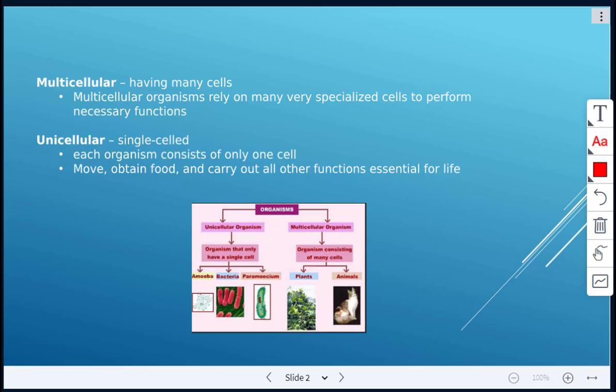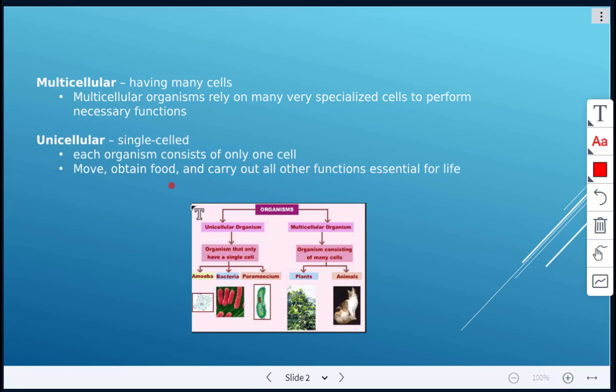All right, so first, before we begin, we're just going to differentiate between multicellular and unicellular. When we talk about a multicellular organism, multi meaning many, cellular meaning cell, so multicellular meaning having many cells. A multicellular organism relies on many different specialized cells to perform the necessary functions of life. Unicellular is a single-celled organism, meaning the organism consists of only one cell. That one cell is able to move, obtain food, and carry out all other functions essential for life.